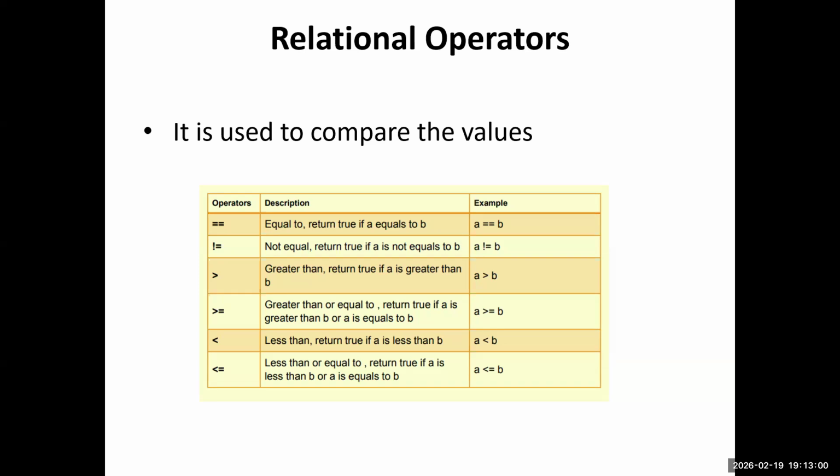Okay, in this scenario, you have two solutions for a given problem. One is A is greater and another one is A is not greater. In that scenario, you can use the relational operator. A greater than or equal to B means A is greater than or equal to B. It will return like that.